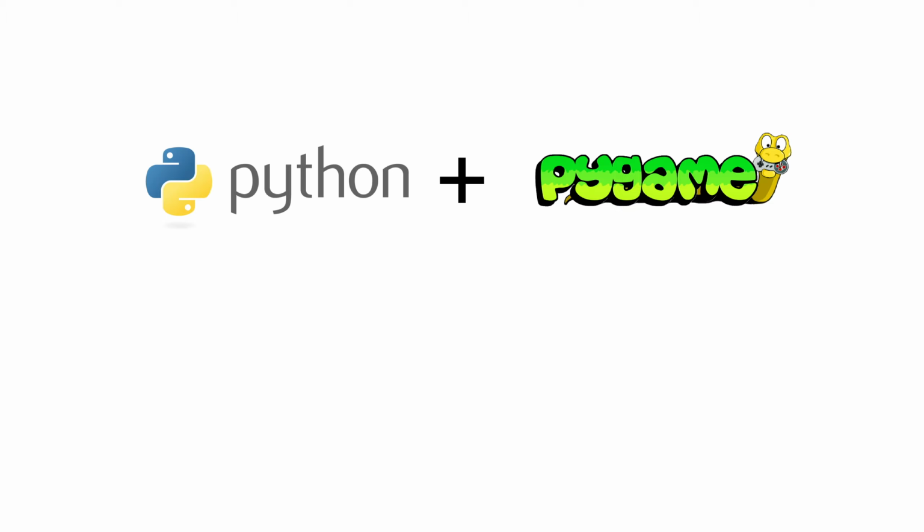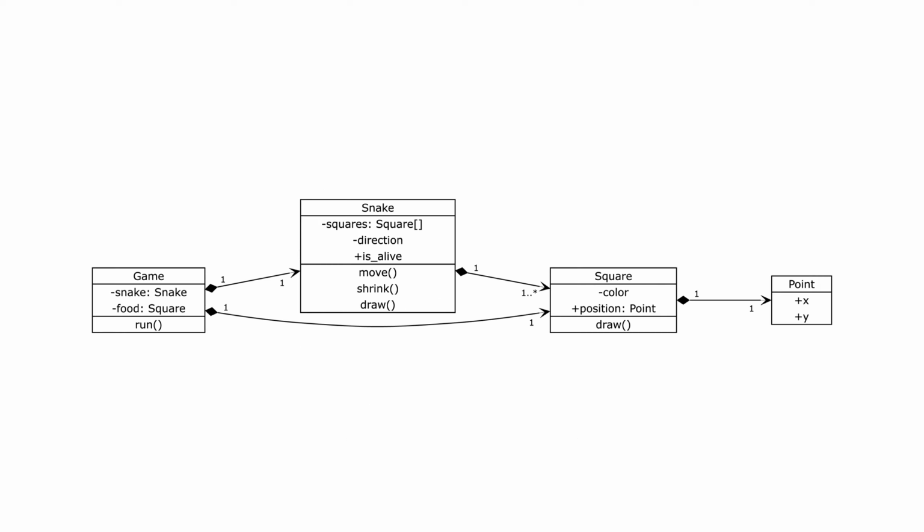In this video, we'll be using Python and Pygame to create an object-oriented snake game, all in under 150 lines of code. We will have 4 classes: a point class that represents coordinates, a square class that has a color and a position and knows how to draw itself, a snake class that keeps track of its body position, the direction it's moving, and whether it's alive and can draw itself, and finally, a game class that has a snake and a square that it treats as food and handles the logic of the game.